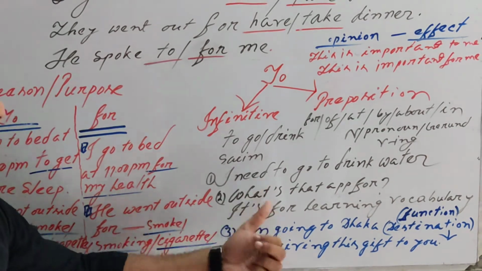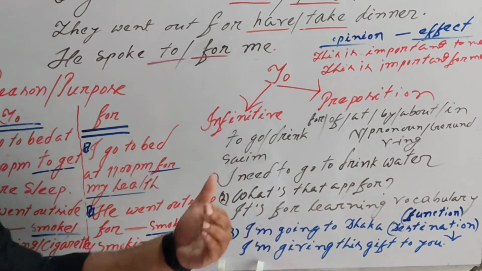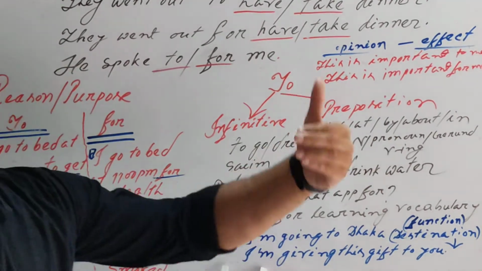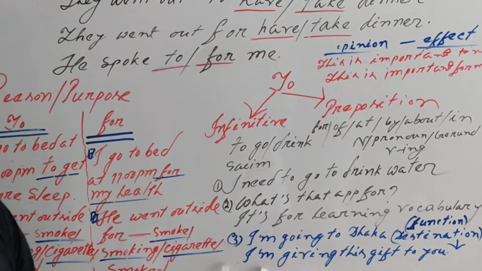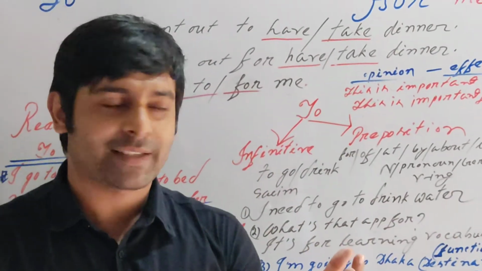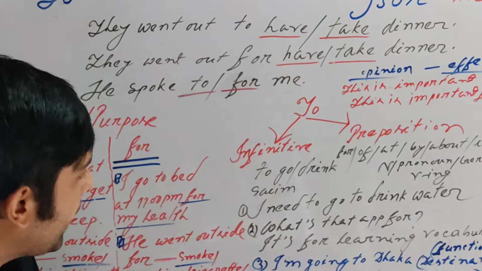So why do you need to go to drink? Why do you need to go there? I need to go there to drink water. Why do you need to go to market? I need to go to market to buy something else. So that's my infinitive.